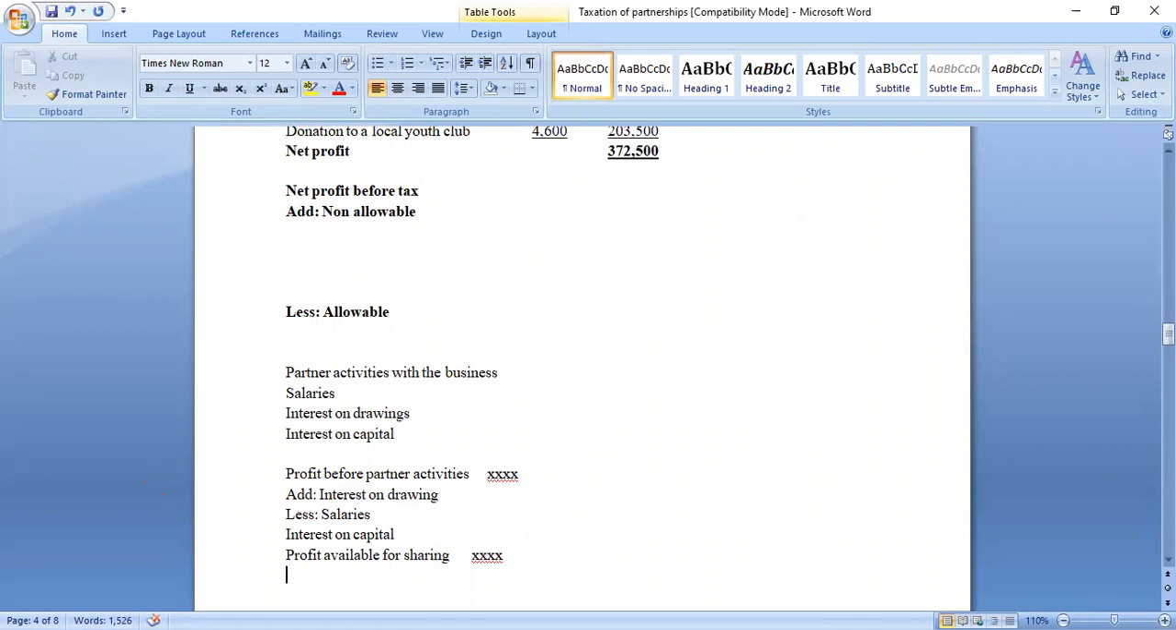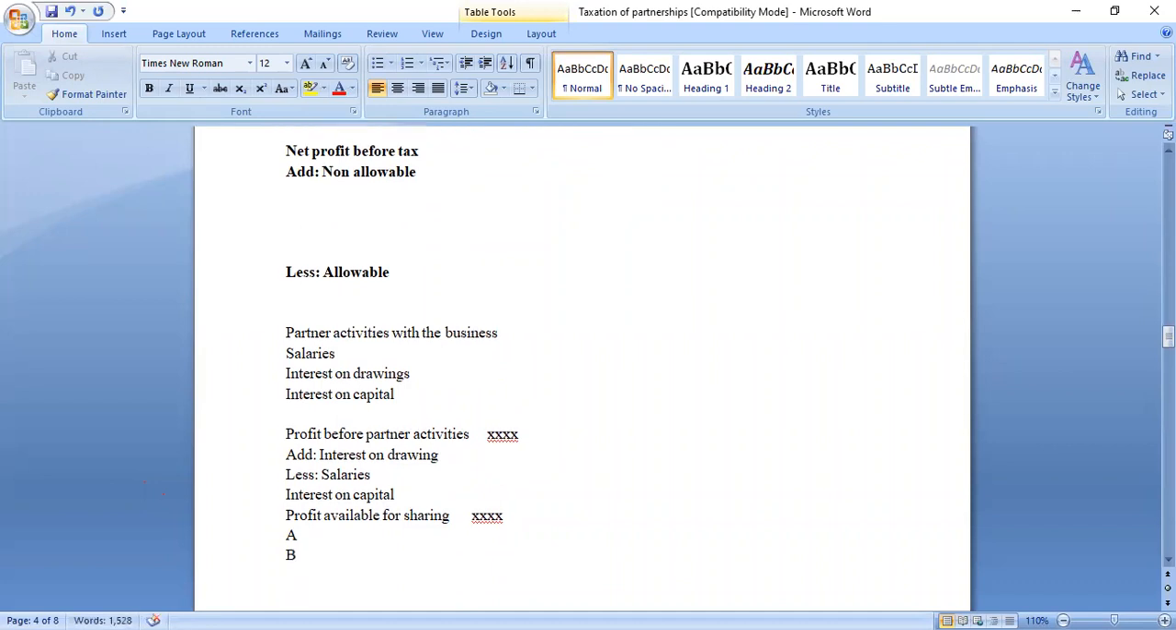Assuming you're partner A, partner B, they share the profit based on the ratio. Then after that, you now get what you call the chargeable income.